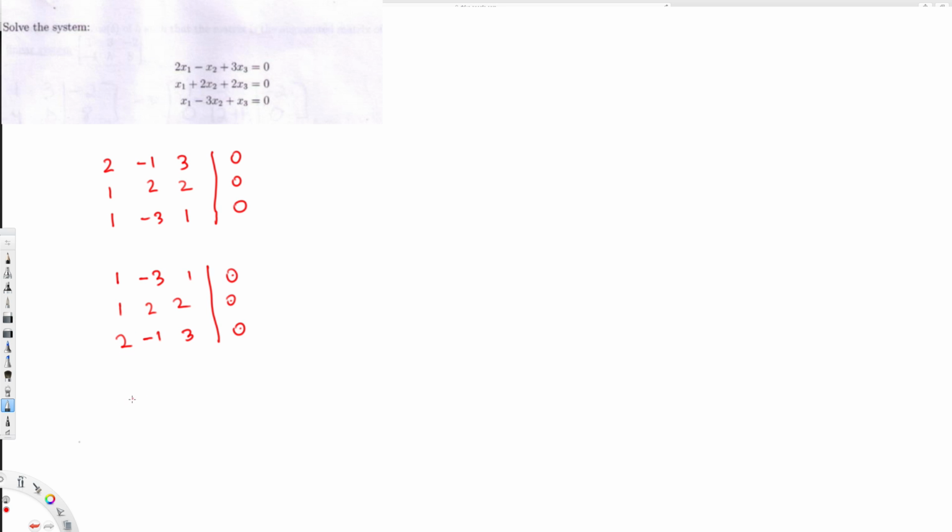So let's see. 1, -3, 1, 0, and 1, 2, 2, 0. And if I multiply the first equation by -2, it's going to be -2 R1 plus R3. So if I do that, this will become 0, and this will become positive 6 plus -1, which is 5. And here we get -2 plus 3, which is 1, and the other side is going to be 0. And let's continue on the other side. So we have 1, -3, 1, 1, 0.